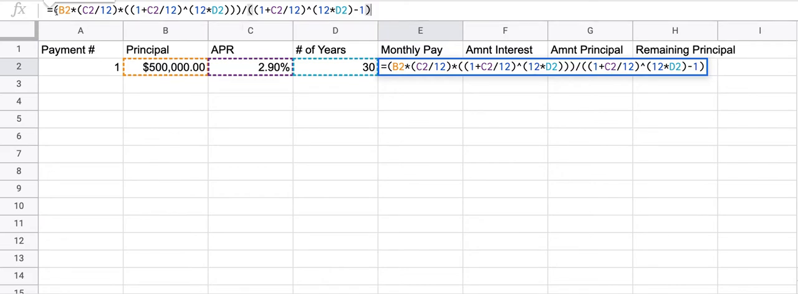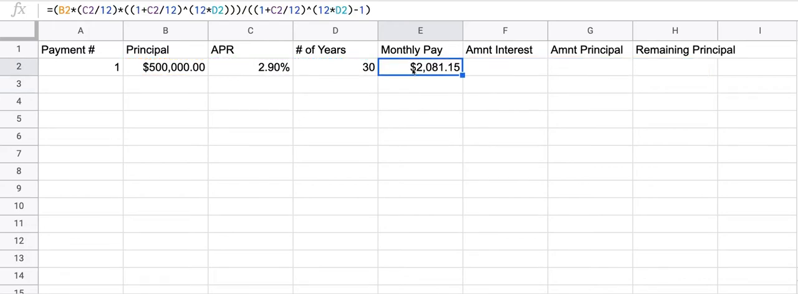And for the cells that you see, B2 and C2 and D2, you can either click on those cells or you can just type them in as you see. Either way, that's going to work. So go ahead and copy that down, and you should get a monthly pay of $2,081.15. Go ahead and pause the video and copy everything down that you see here.